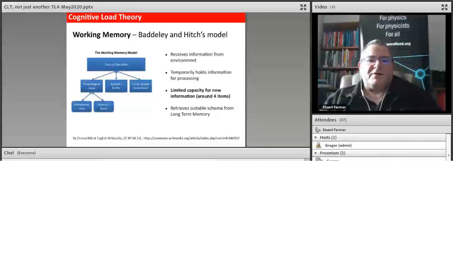Working memory can get information from the environment and can process that. And as I said, it's limited to about 4 items. But there's a way that we can actually enhance its capacity to work, because of the phonological loop. Some people just think that's about hearing and sound, and it's not. It's essentially about verbal information, about words.